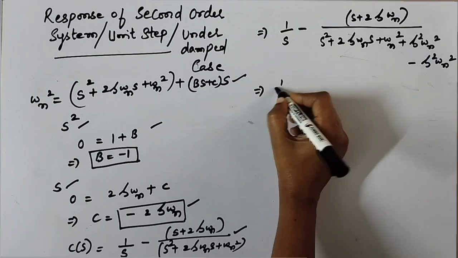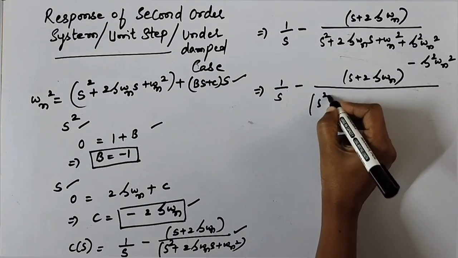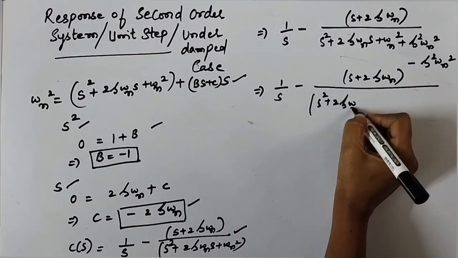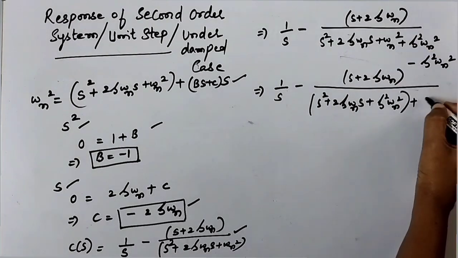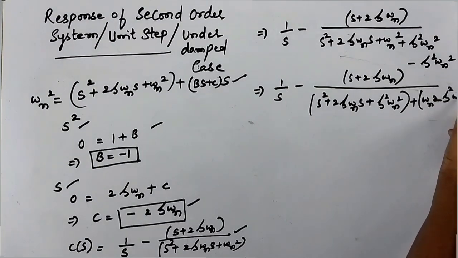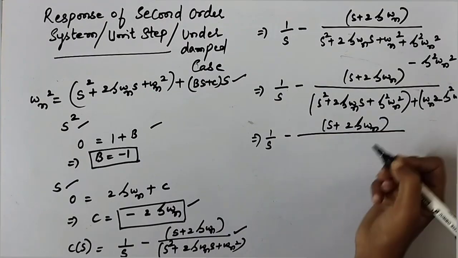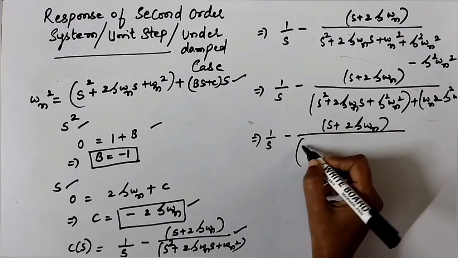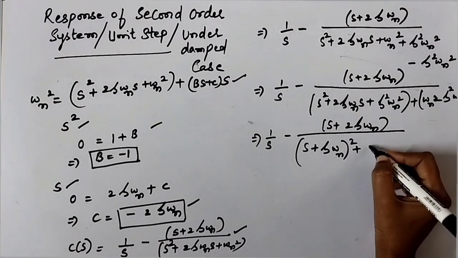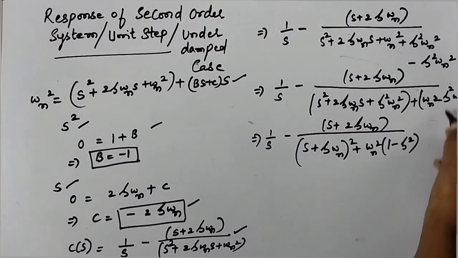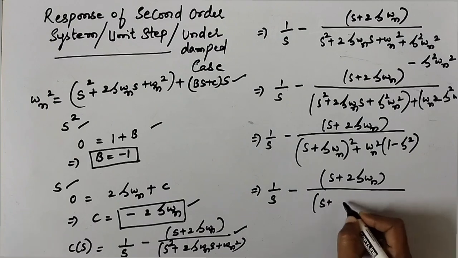Now this would be 1 by s minus (s plus 2 zeta omega n) by (s square plus 2 zeta omega n s plus, taking this term, zeta square omega n square plus, taking this term, omega n square minus zeta square omega n square). This would be 1 by s minus (s plus 2 zeta omega n) by, this is in a plus b whole square format, so that would be (s plus zeta omega n) whole square plus, taking omega n square common, omega n square into (1 minus zeta square) from this term. This would be 1 by s minus (s plus 2 zeta omega n) by ((s plus zeta omega n) whole square plus omega n square (1 minus zeta square)).